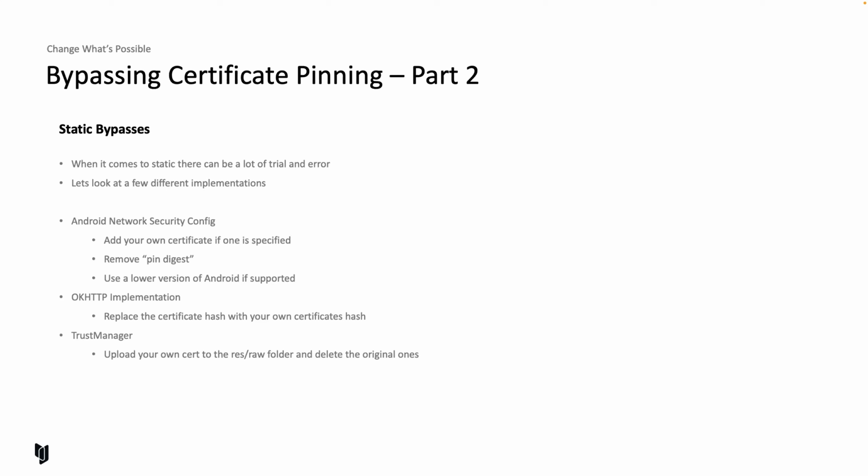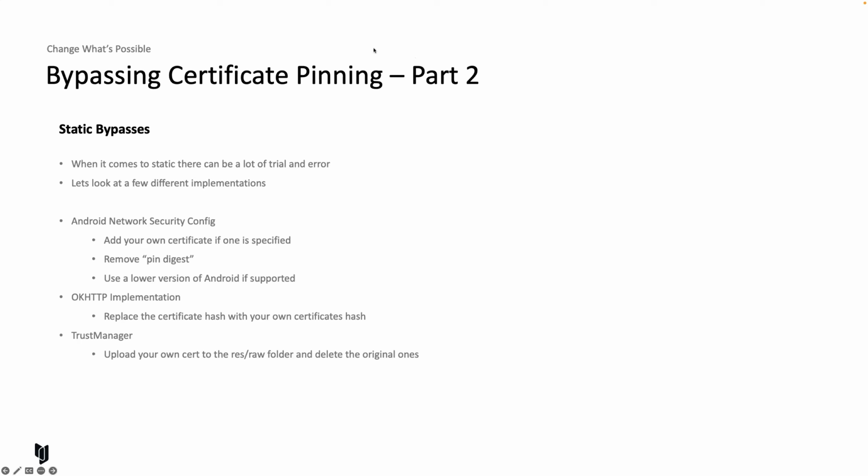So the Android network security config, which we're going to talk about after these slides, you can actually add your own certificate if one is specified. So in the security config, there's an option, which I'll actually show on a future slide, but you can change it if it's pointing to a specific cert that they decide to pin that's locally stored in the binary. You can actually go put your cert in there, change the path, and make that work with your certificate instead of theirs.